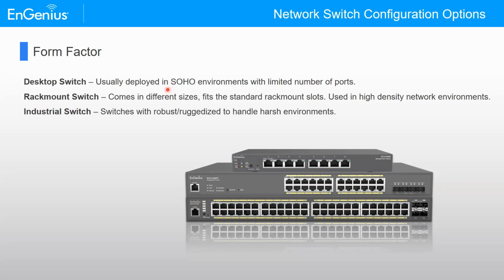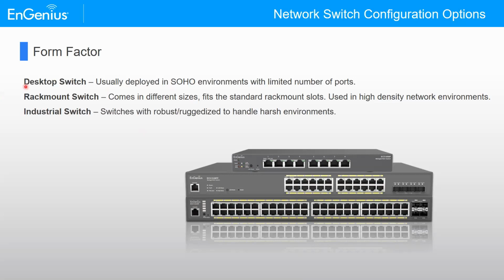Basically, these are 8 port to 48 port switches. They come in different sizes. Let's say, for example, 13 inches, 19 inches, but they're all rack mountable. And they fit on a standard rack mount slot. It can come in like 1U or 2U, meaning how many slots it can occupy on the rack mount. And then you have industrial switches, which are basically ruggedized switches that can withstand harsh weather.